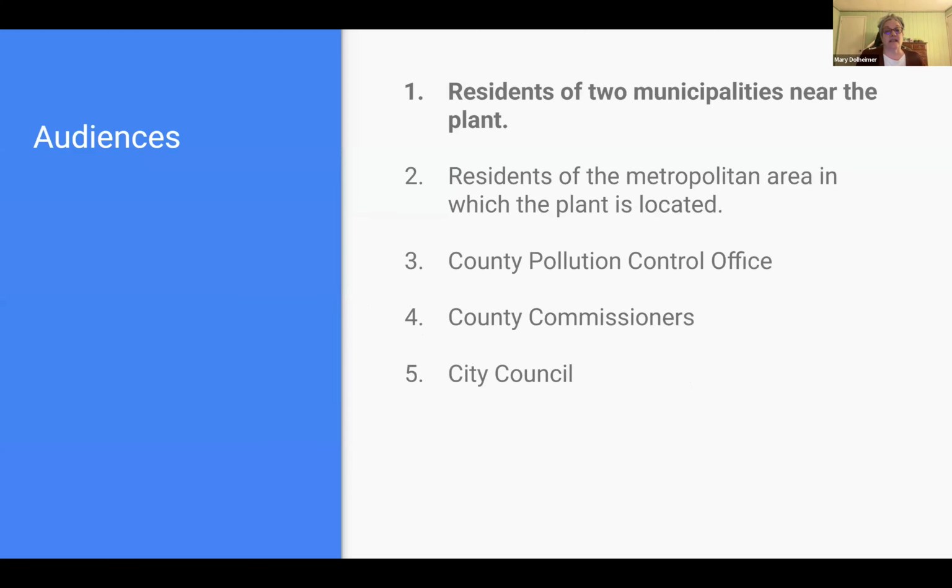We were told in this activity to identify 5 audiences. The first, residents of the 2 municipalities near the plant. The second, residents of the metropolitan area in which the plant is located. The County Pollution Control Office, which I believe is the organization that called out Ramsey Steel. County commissioners who make decisions about funding and the availability or support of the company, and then city council as well.